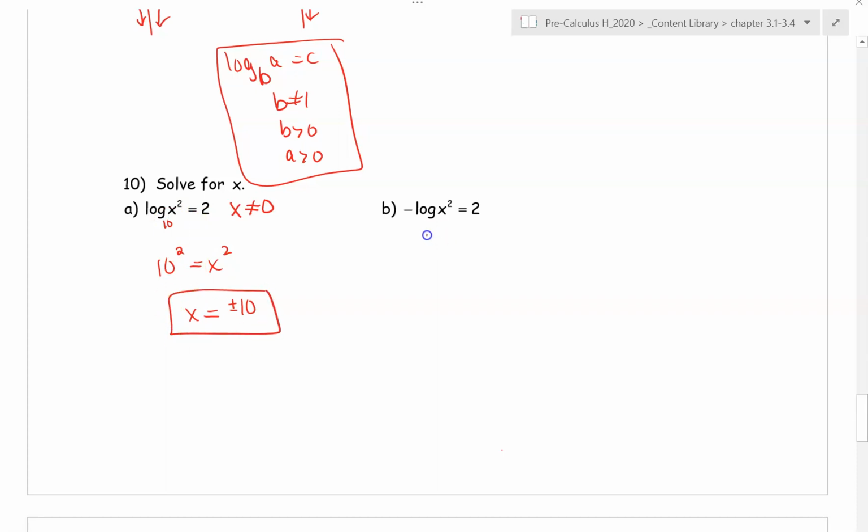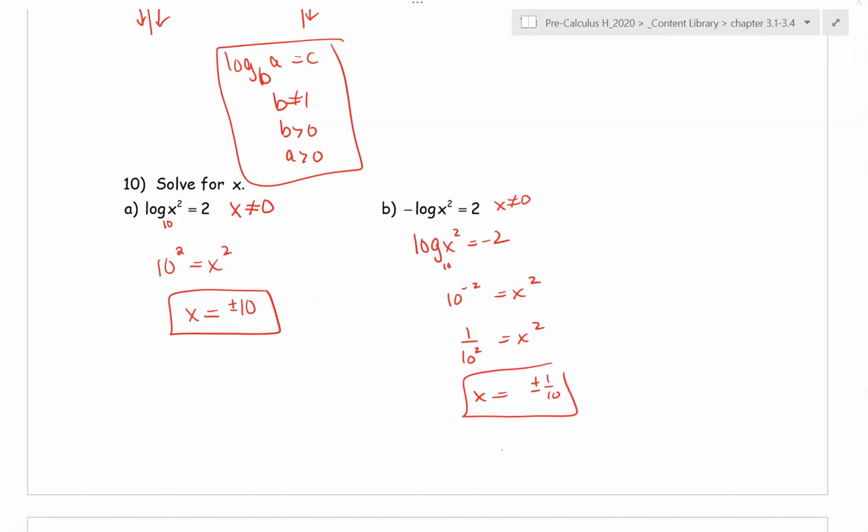When you try part B, you might want to also consider the domain of the function. Go ahead and pause the video. You can multiply both sides of the equation by negative. So we have 10 to the negative 2 equals x squared. So the answer, is it 1/10? Is it negative 1/10? Or is it plus or minus 1/10? Go ahead and pause the video and consider the solution. Two answers because the domain is x can't be 0. So we could have positive 1/10 or negative 1/10.